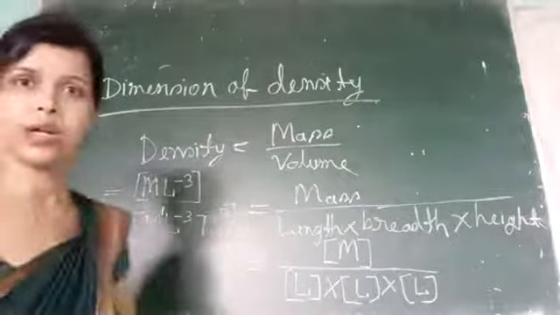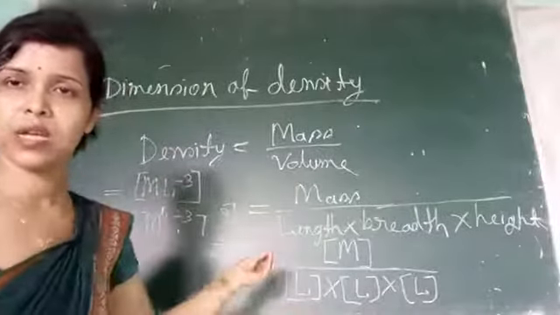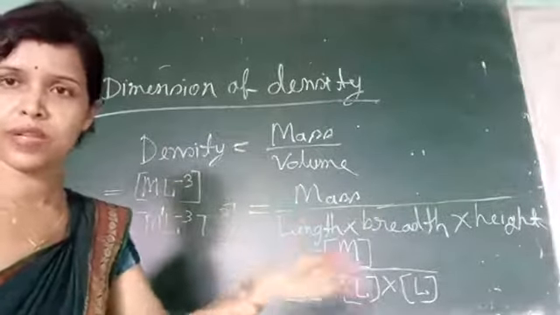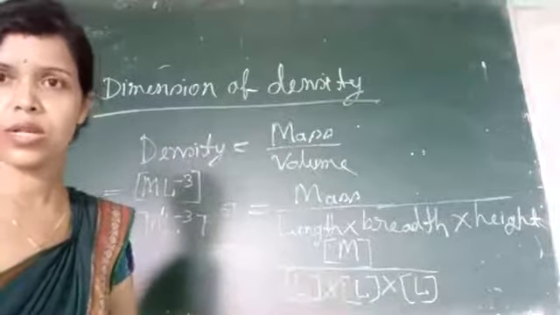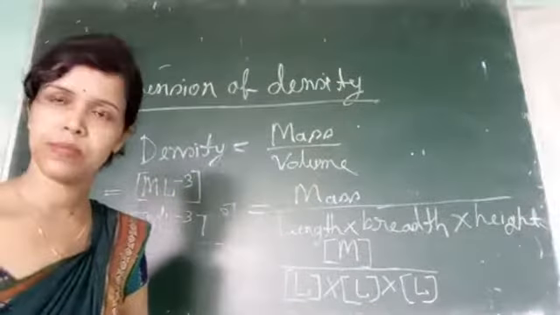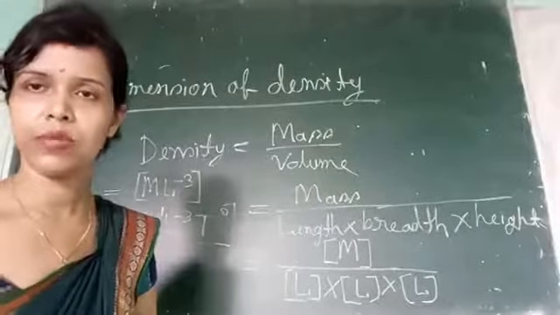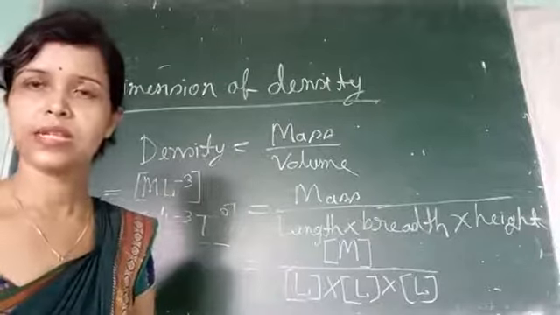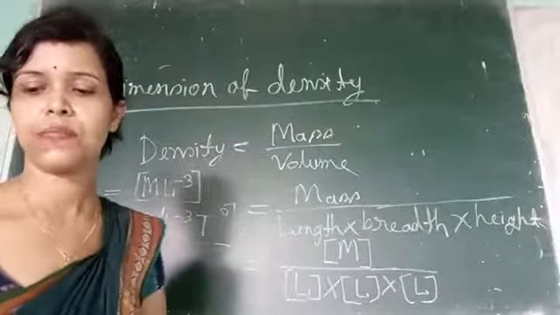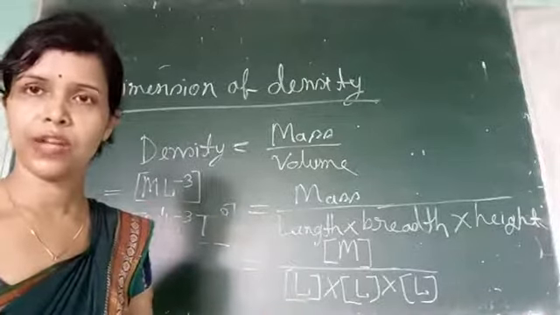So I think you are more clear how we can express the dimension of a derived quantity with the help of basic quantities. We can discuss many more examples, and then you will be more clear. In the next class I will discuss the dimensions of some other derived quantities.